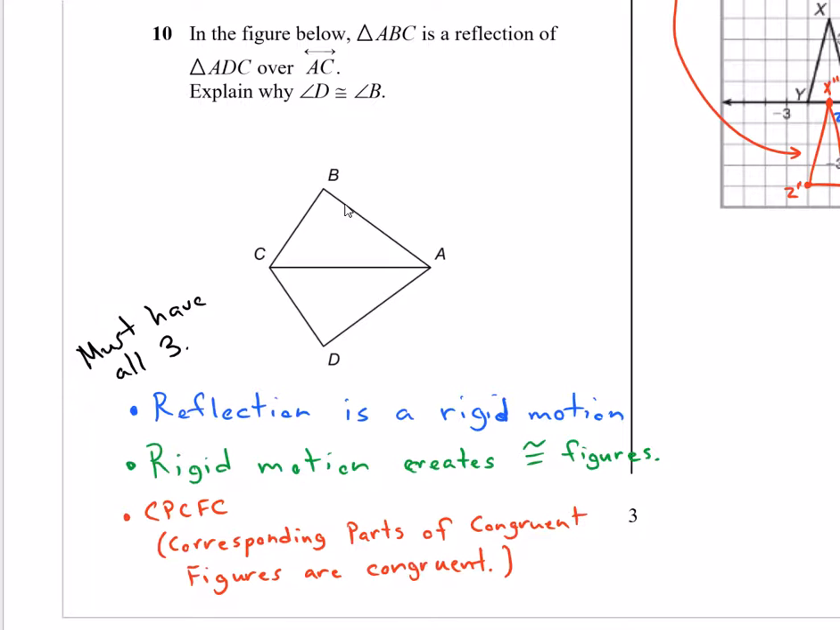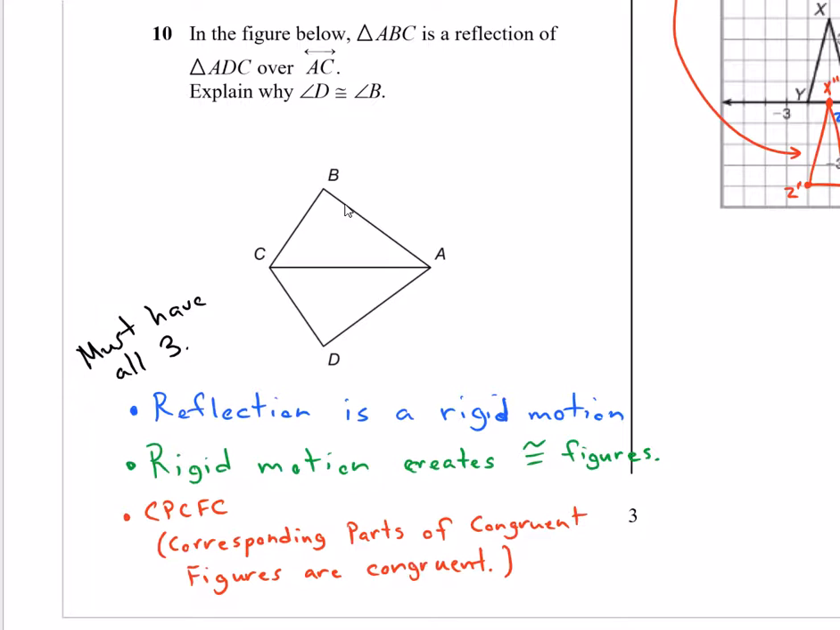The only way that we know things are congruent is if you can map it with a rigid motion. So, they give you enough information to say it. Now we have to include all 3 of these in order for the question to be exactly correct. So, first is, a reflection is a rigid motion. Rigid motions then would mean that it creates congruent figures. So the figures are congruent to each other because we know that the reflection is a rigid motion.